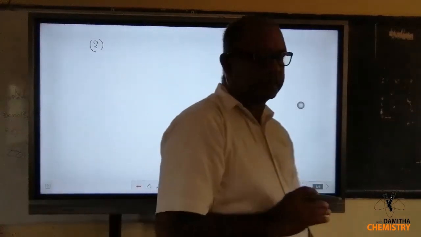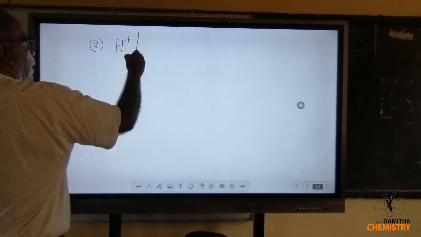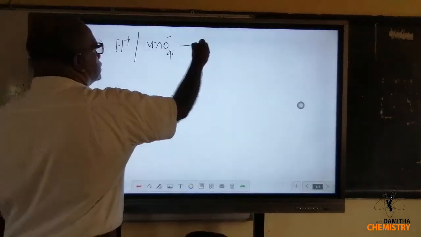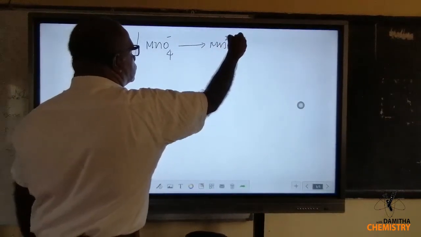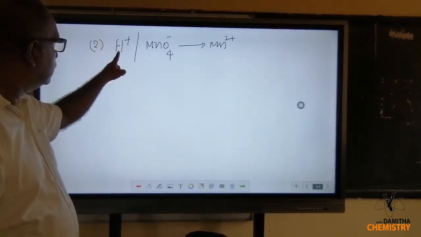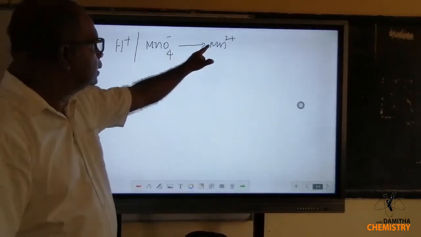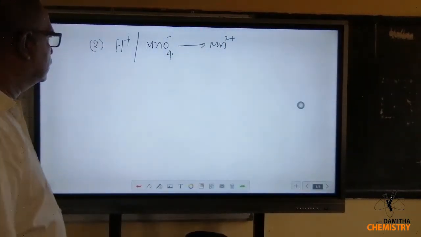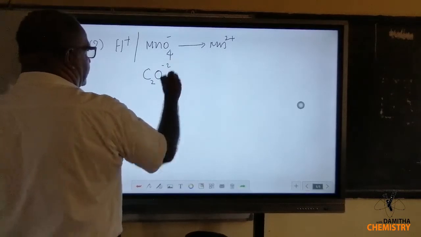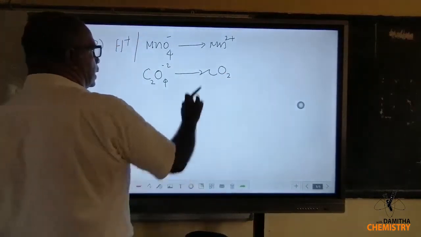The second example is in acidic media. MnO4- ion gives Mn2+ ion. Then the other reaction, C2O4 2-, that is the oxalate ion, gives carbon dioxide.